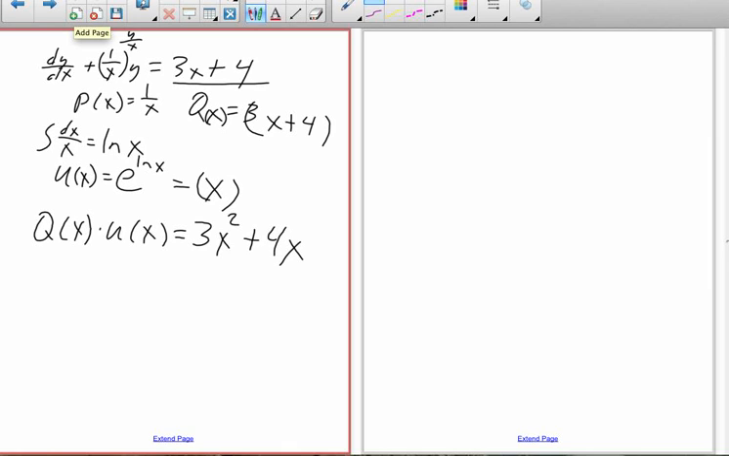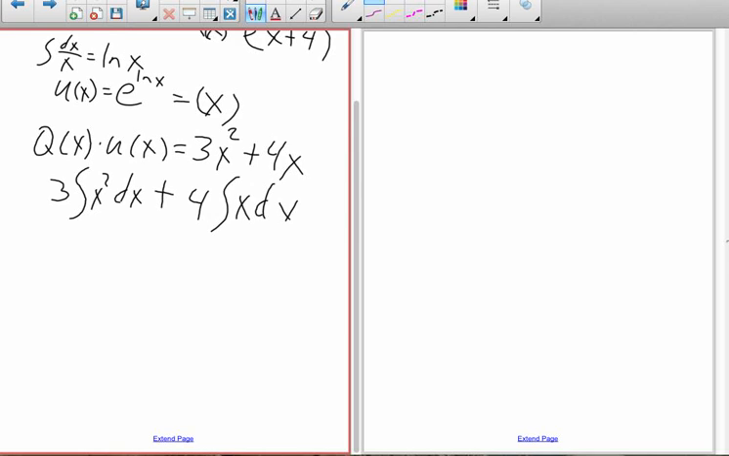And now we need to integrate. We have 3 times the integral of x squared dx plus 4 times the integral of x dx. Remember on this one, this is a simple power rule. Add 1, which gives us 3. Divide by that, so 3 over 3 is 1. Plus, this gets us x squared over 2. 4 divided by 2 gives us 2. And then plus our constant of integration.